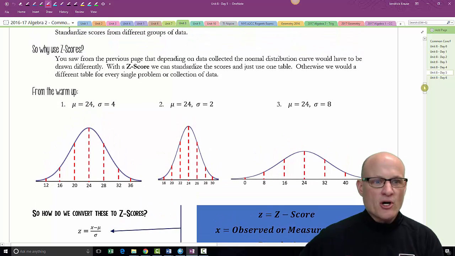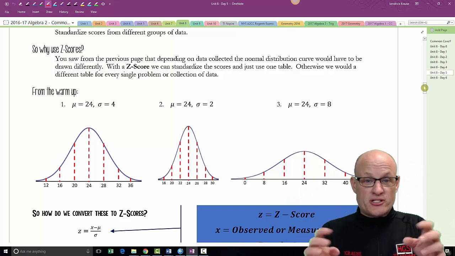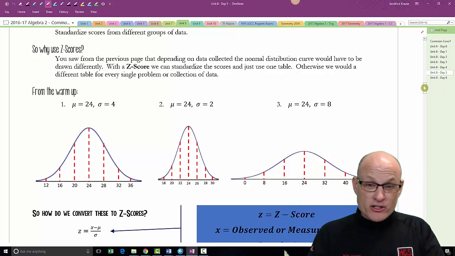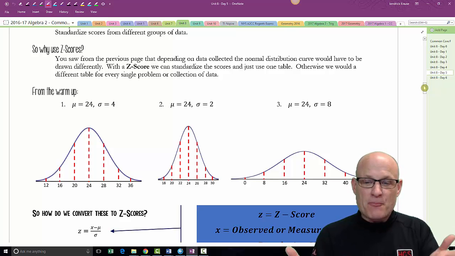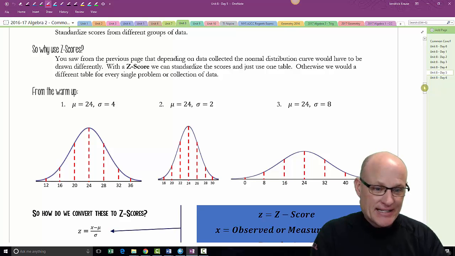You saw from the previous page that when we graphed the normal distributions, the chart looked different depending on what the mean and standard deviation was. The good thing about Z-scores is the chart will always look the same, but we're going to standardize the numbers that we actually put on it.